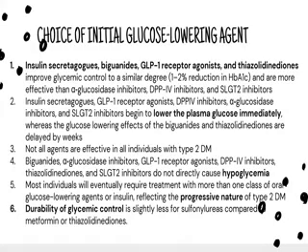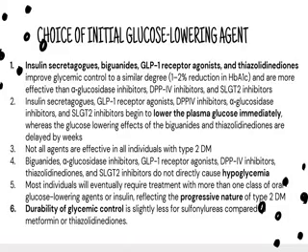They begin to lower the plasma glucose immediately, whereas the glucose lowering effects of biguanides and thiazolidinediones are delayed by weeks. Not all agents are effective in all individuals with type 2 diabetes. Biguanides, alpha glucosidase inhibitors, GLP-1 agonists, DPP-4 inhibitors, thiazolidinediones, SGLT inhibitors do not directly cause hypoglycemia.